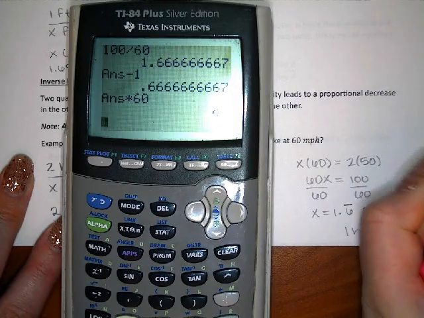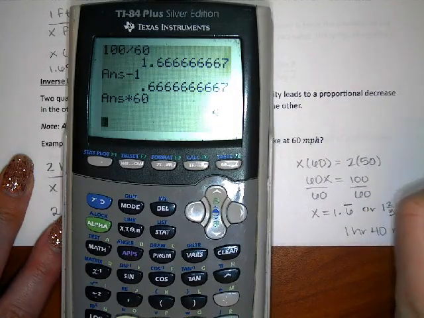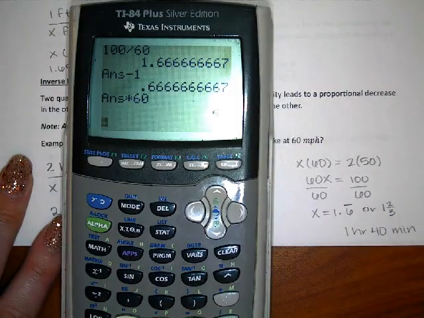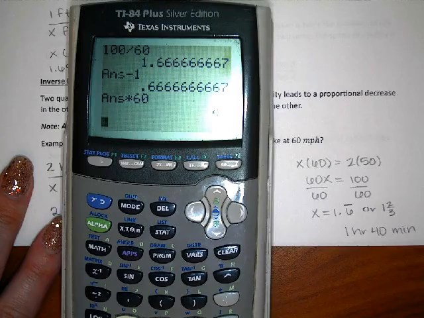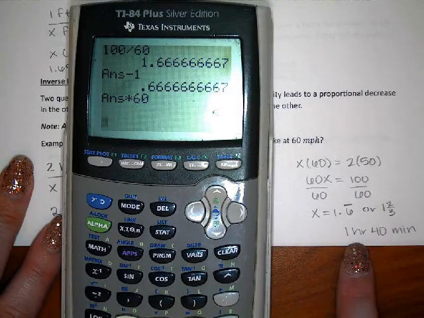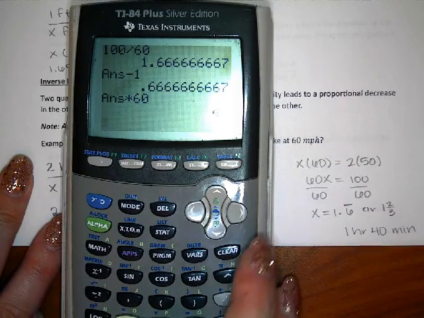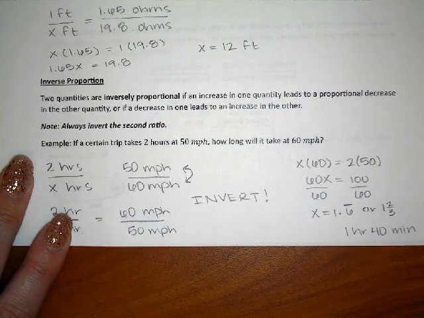So if we were driving 50 miles per hour and it takes us 2 hours to get somewhere, then if we speed up and we go 60 miles per hour, it might take us 1 hour and 40 minutes to get there instead. We go a little bit faster. All right.